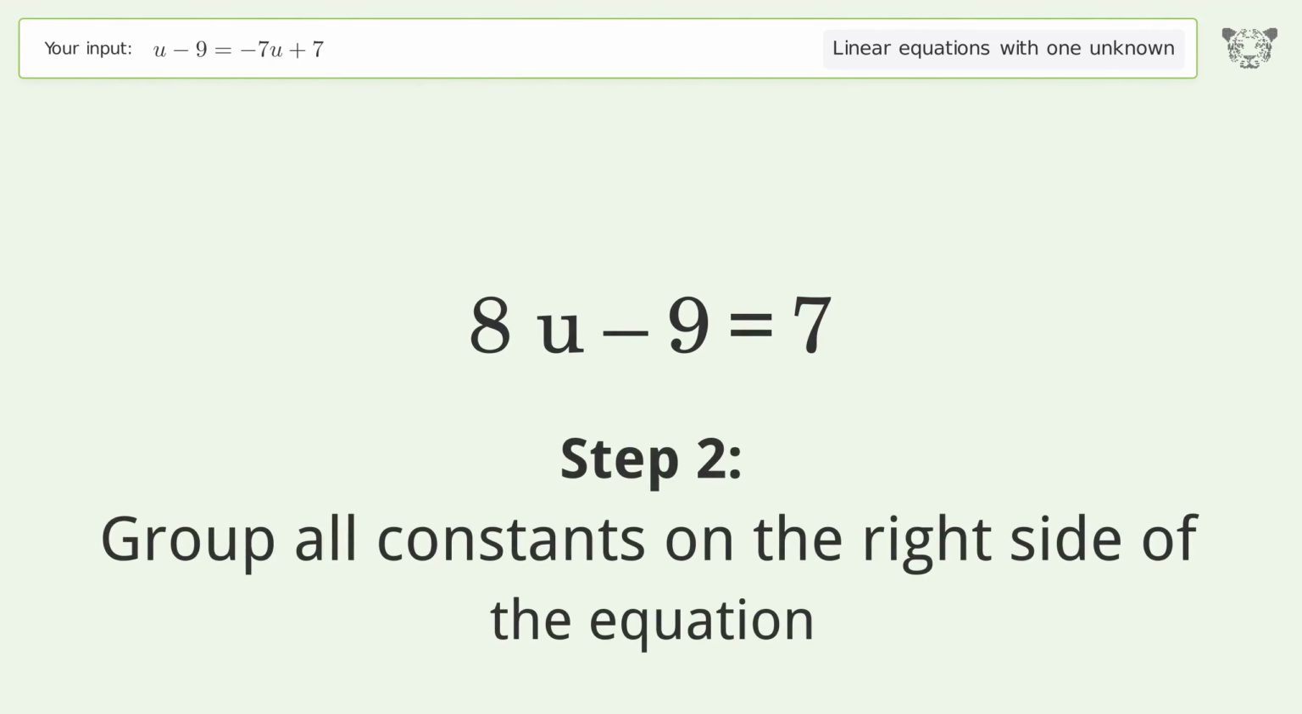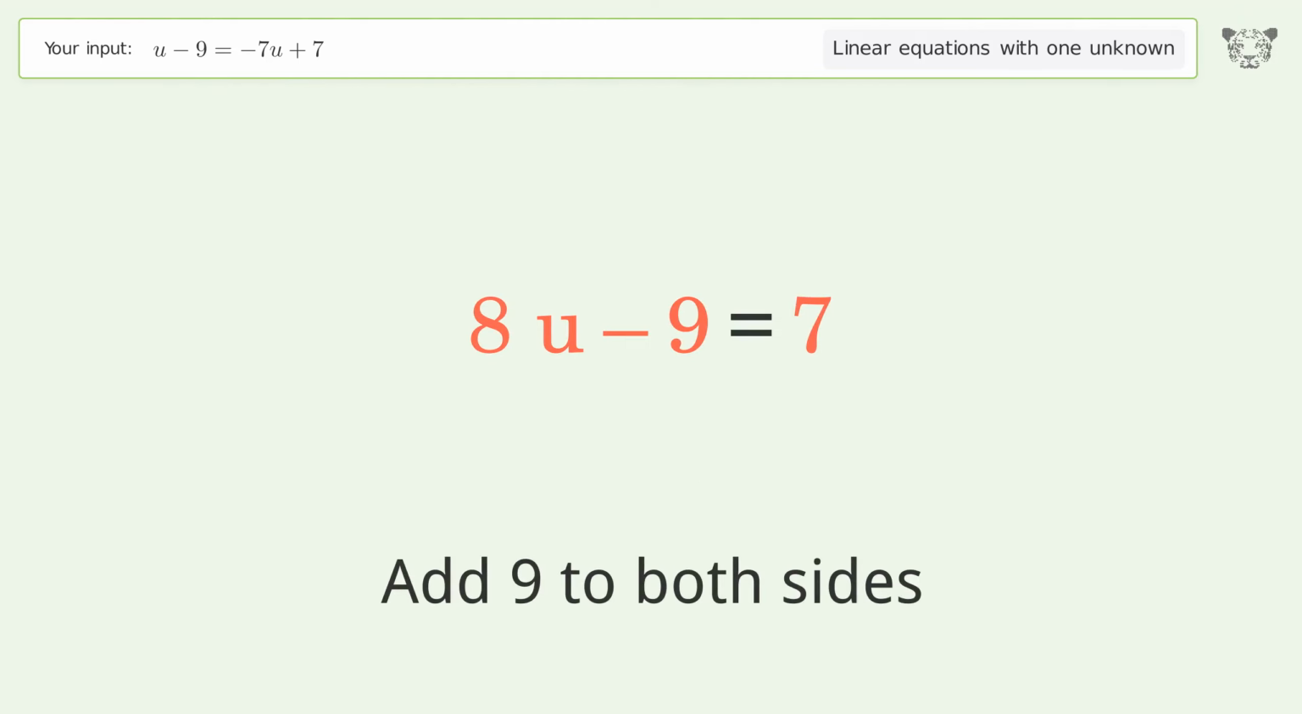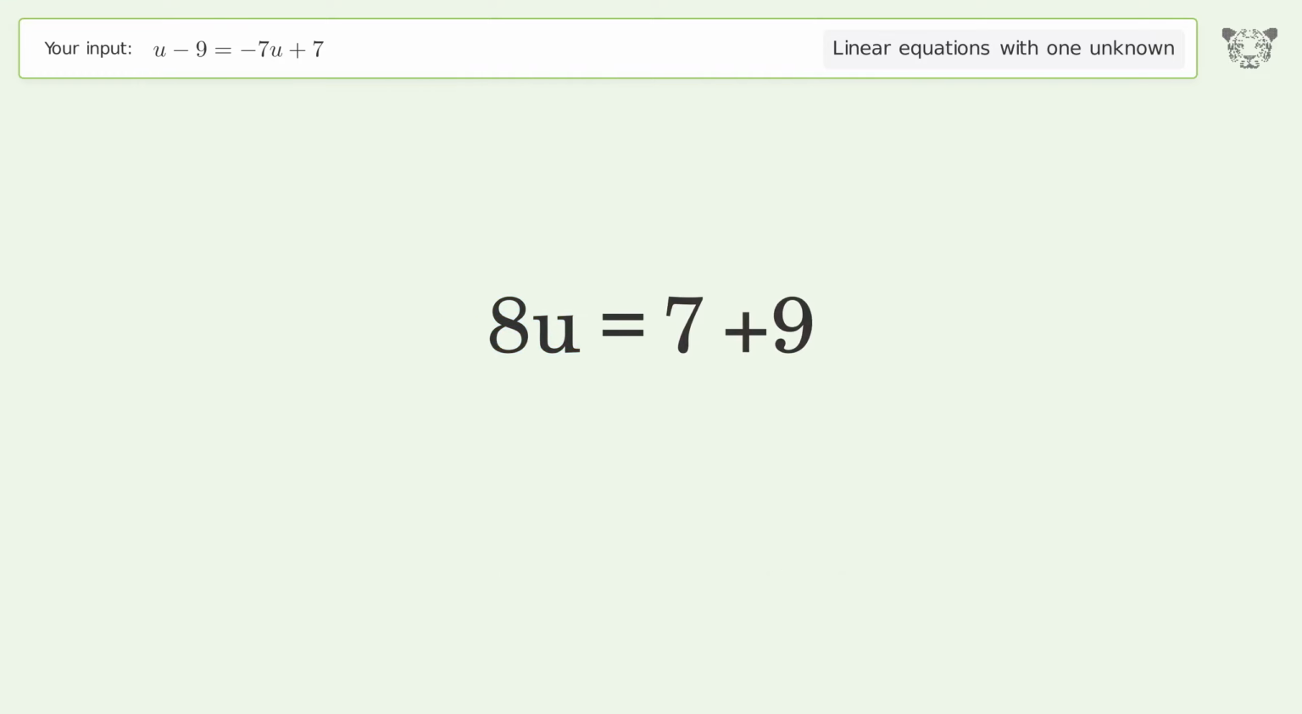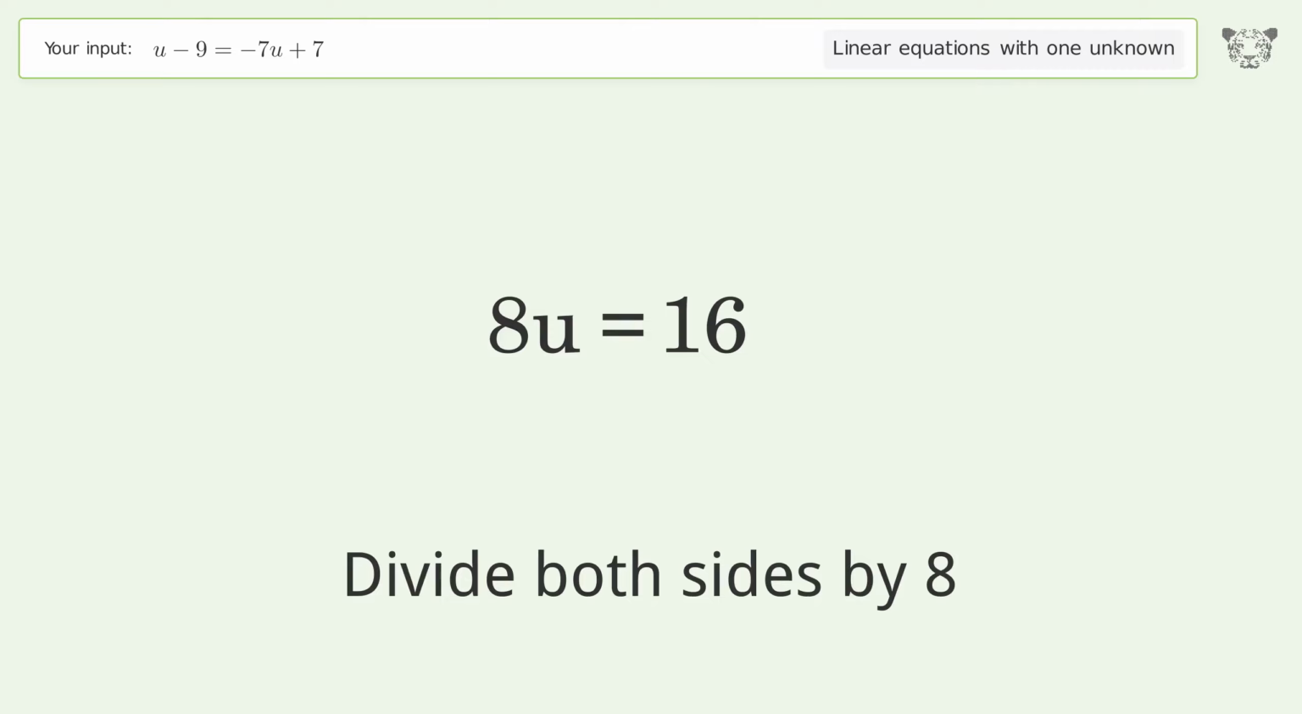Group all constants on the right side of the equation. Add 9 to both sides. Simplify the arithmetic. Isolate the u. Divide both sides by 8.